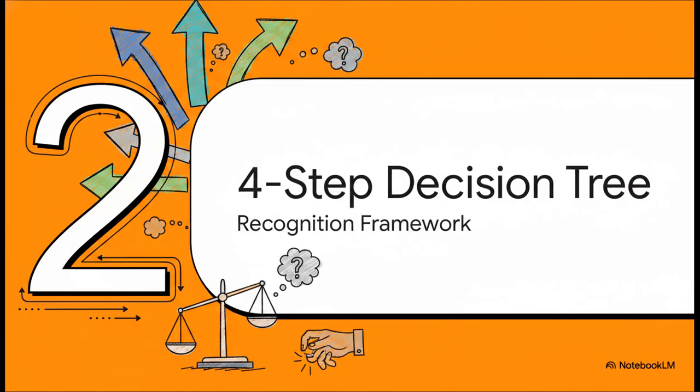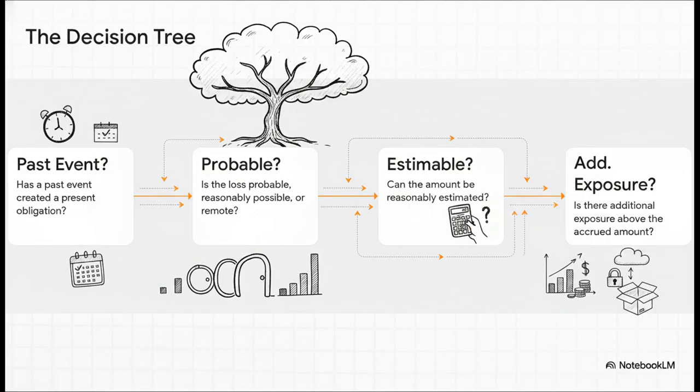So, Section 2, the recognition framework. Let's look at the 4-step decision tree that's gonna save you. This right here is your strict, sequential 4-step checklist. You have to apply this to every known contingency. Think of these 4 steps as sequential gatekeepers. Every answer you give triggers a very specific accounting action, and no, you cannot skip ahead.